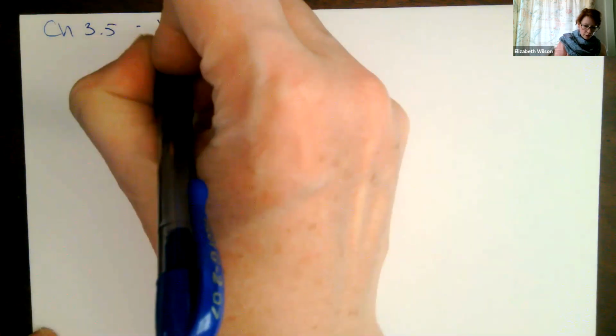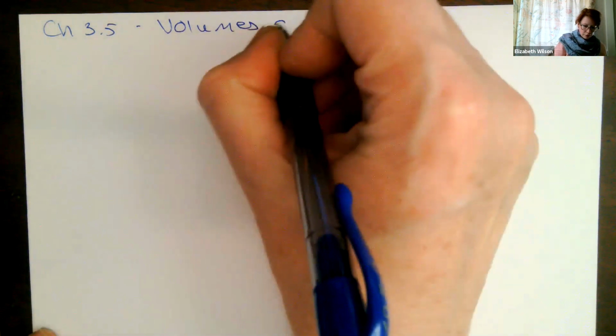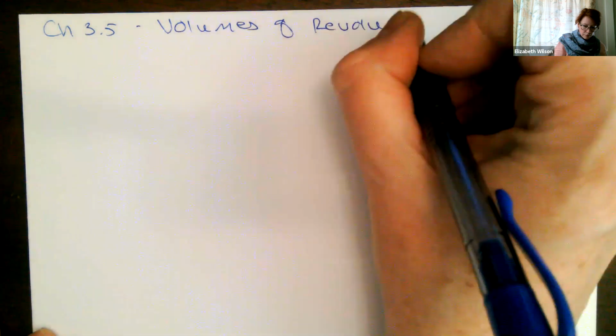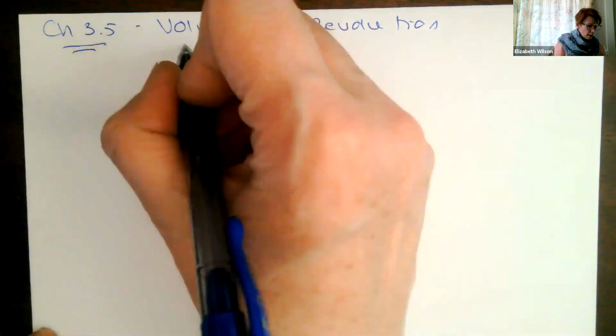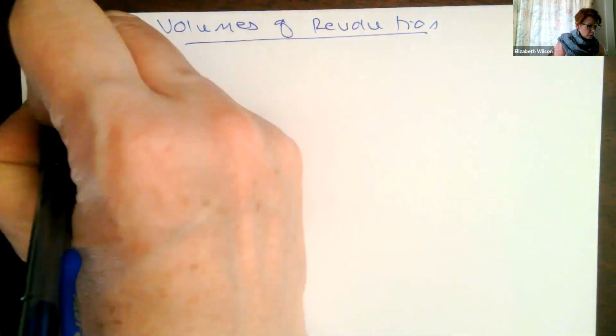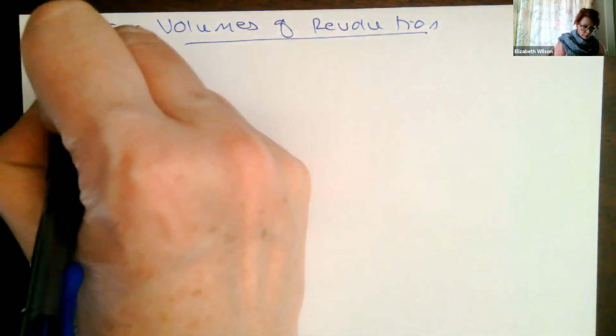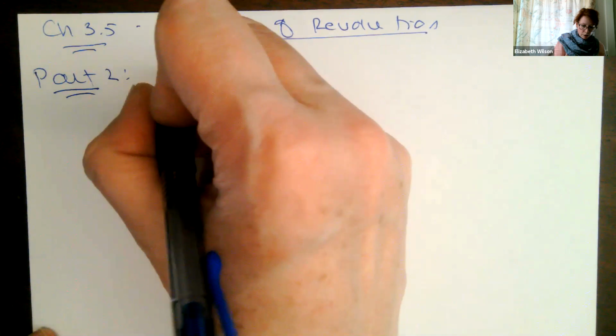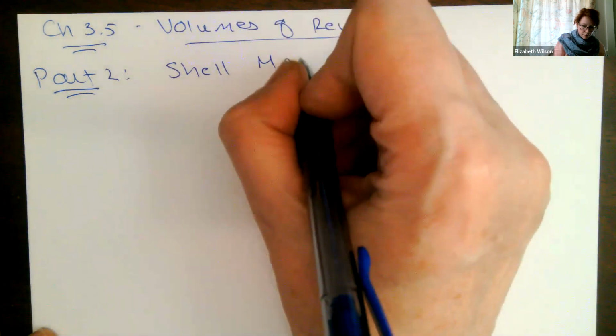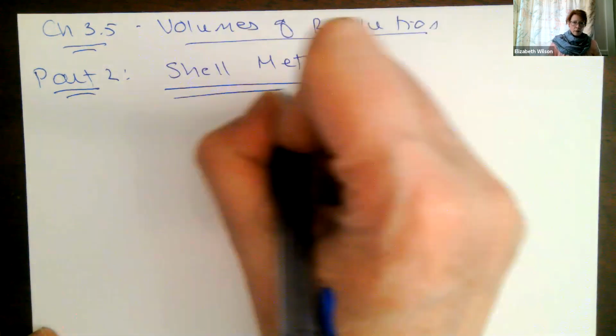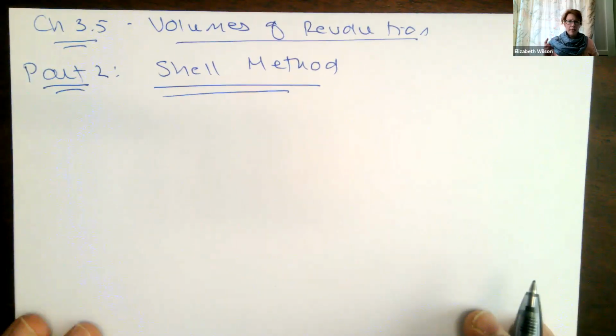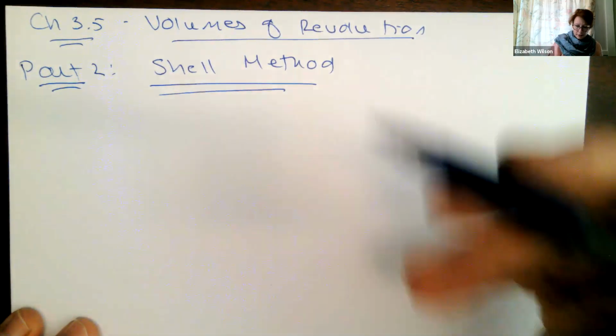Okay, so with that said, let's go ahead and keep talking about chapter 3.5. This is still volumes of revolution, and we're going to do part 2, which is called the shell method. This one is really good for rotating around a vertical axis.